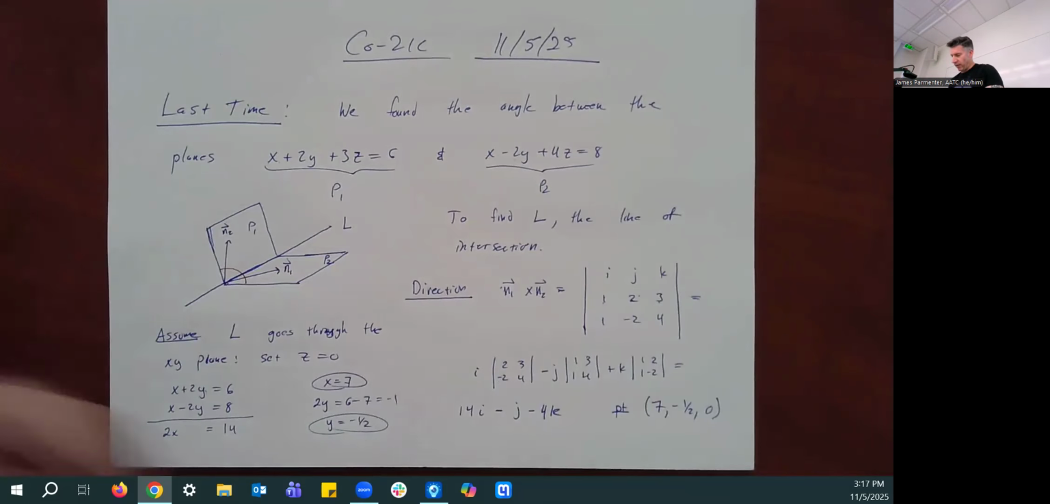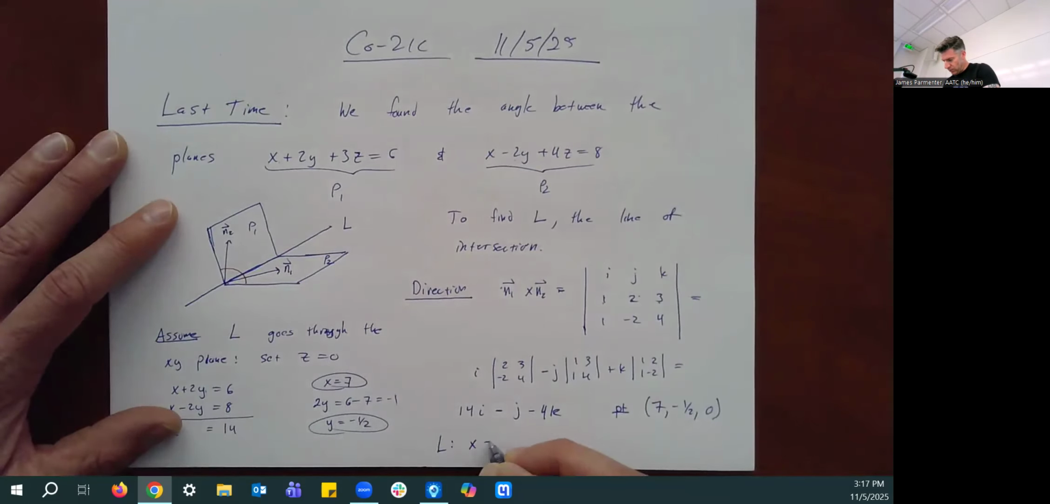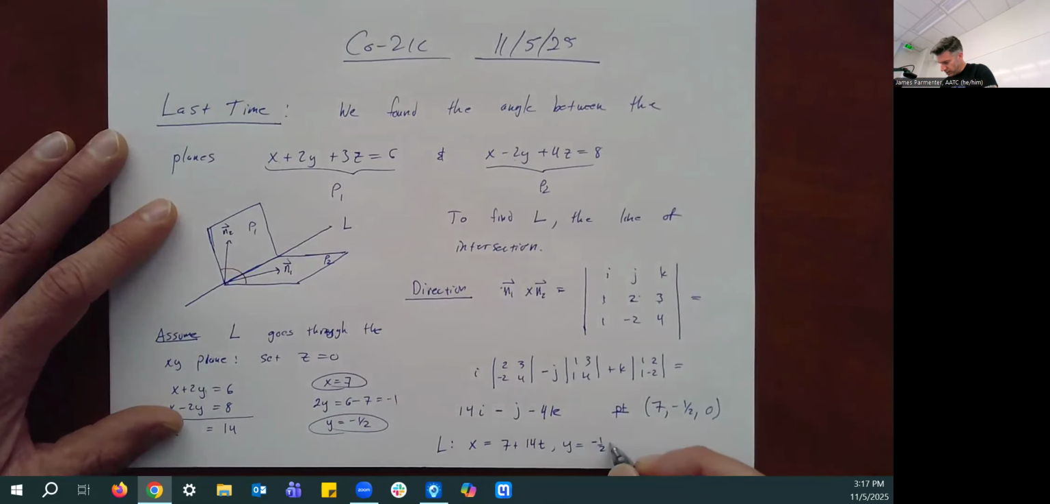So then the equation of our line, we could write parametrically as x equal to 7 plus 14t, y equal to negative 1/2 minus 1 times t, and z equal to 0 minus 4 times t. And that is the parametric equation of the line of intersection.